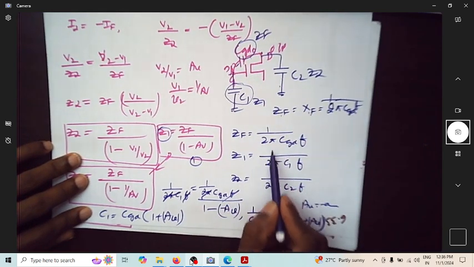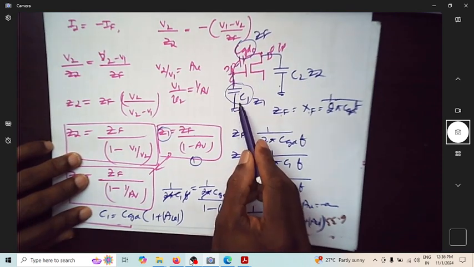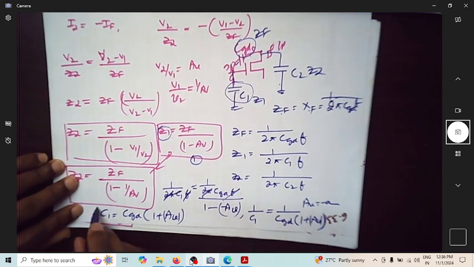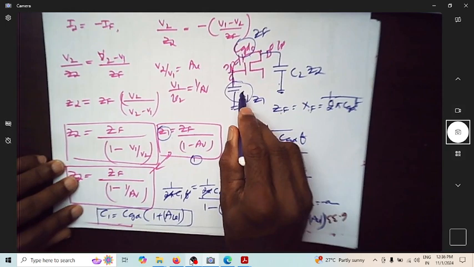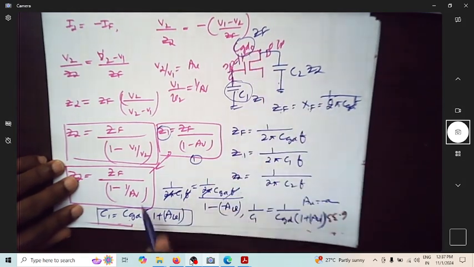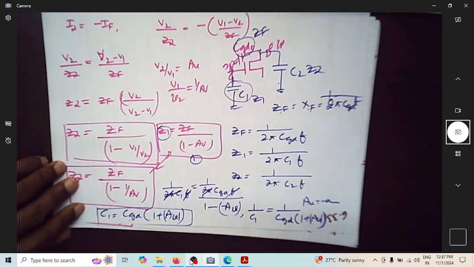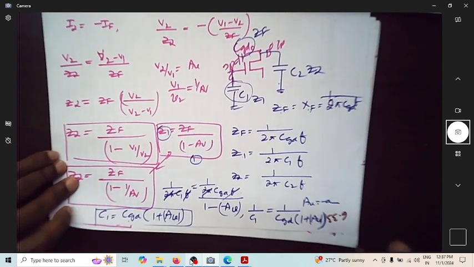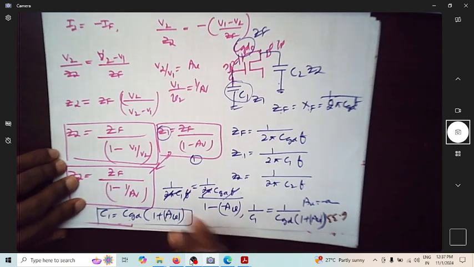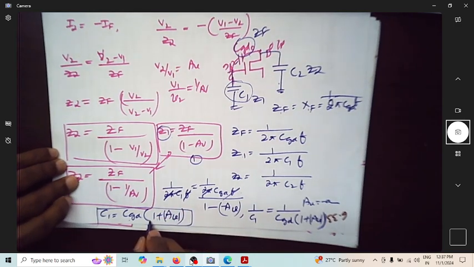So this is CGD, and what is Z1? We say it as C1, so it is so and so. Then we use this equation to find out what C1 is. The 2 pi F is there on either side. Upon simplifying, you get the expression for C1 as equal to CGD, which is the floating capacitance, multiplied by 1 plus AV, where AV is the magnitude of the gain of the amplifier, which is GM into RD. In case of lambda not equal to 0, we write it as GM into RD parallel R naught. This is what C1 is.